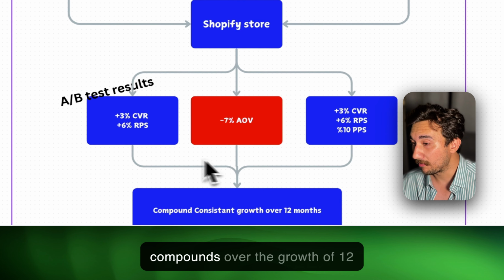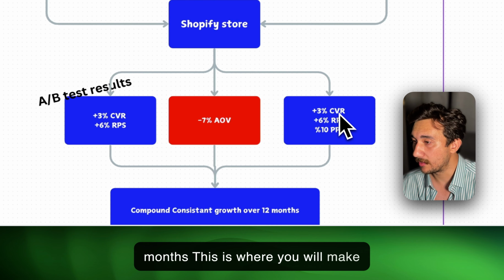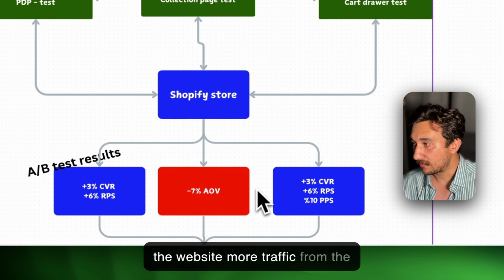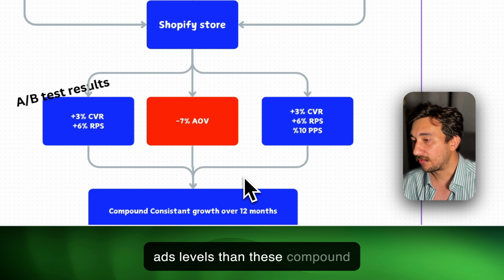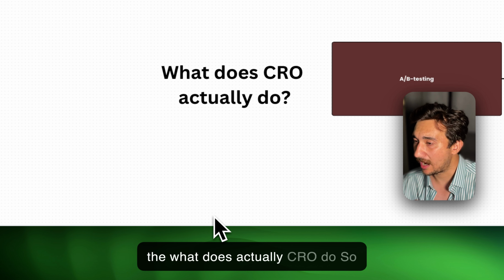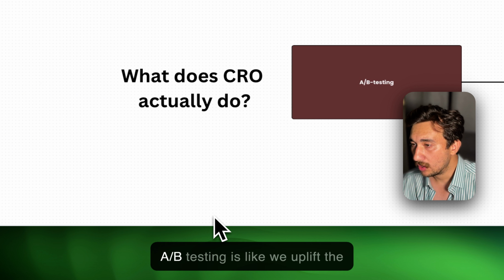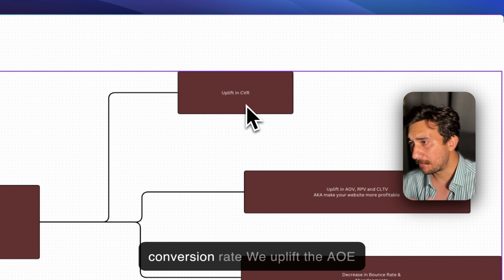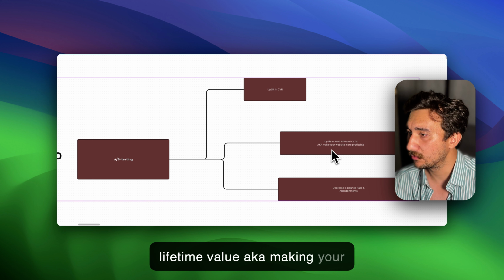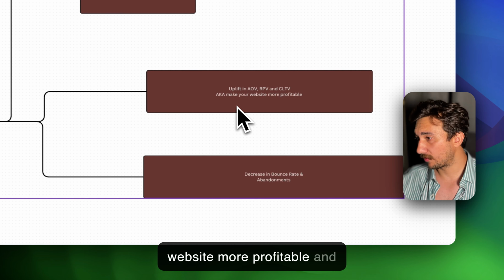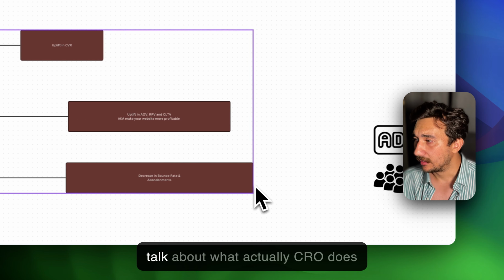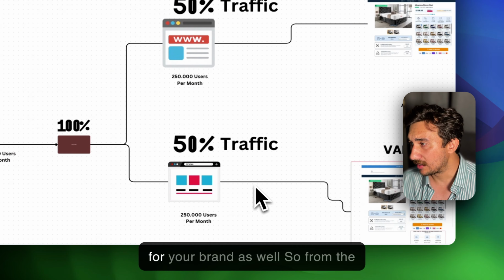But only these two compound over the growth of 12 months. This is where you will make most of the money. And if you buy more traffic from the ads level, then these compound over time. Now let's talk about what CRO actually does. A/B testing is like, we uplift the conversion rate, we uplift the AOV, average order value, and CLTV, customer lifetime value, aka making your website more profitable, and decrease the bounce rate and abandoned cart rate as well. So let's talk about what CRO actually does for your brand.